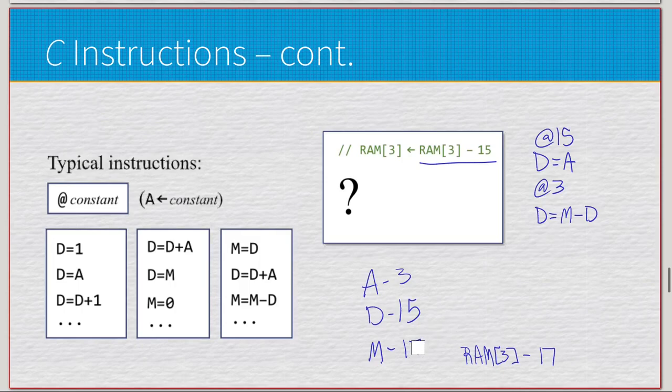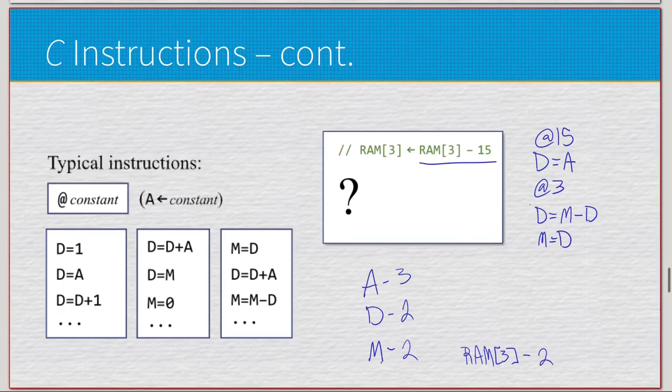Because M is 17 right now, I'm going to reduce that by 15. So D should be equal to 2. And then we're going to load that into RAM 3. So we want M equals D, adjusting RAM 3 to 2, like so.